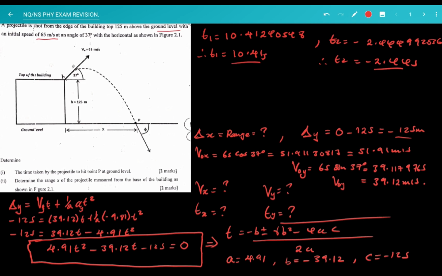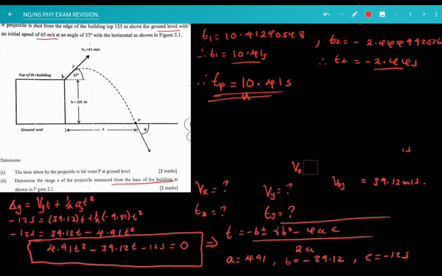Now, I'm not supposed to get a negative time value, rather I mean the positive. Therefore, the time it takes to reach point P is equivalent to 10.41 seconds. And that is the time it takes for the projectile to reach point P. Now, we have also been asked to determine the range x of the projectile measured from the base of the building as shown. So this is the range that we're looking for, the x value. We don't know the range currently, but we can find it.